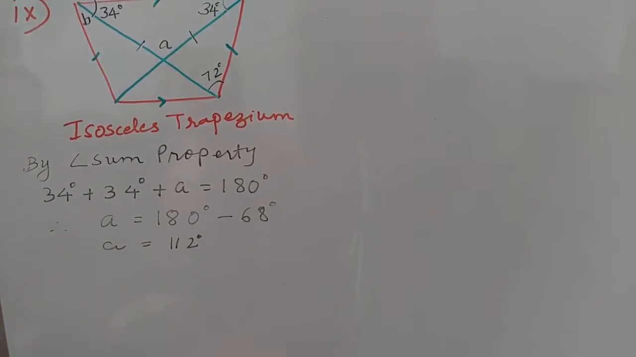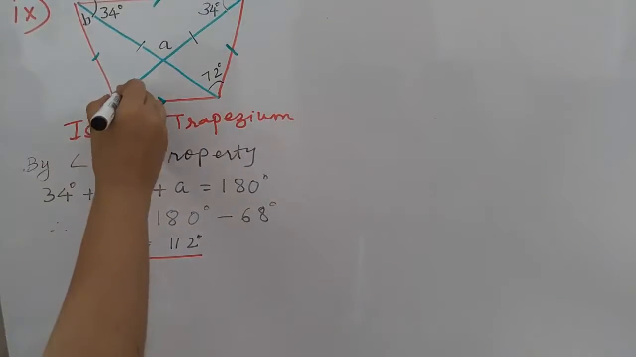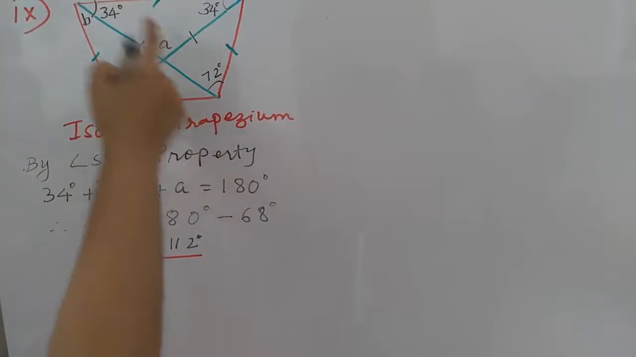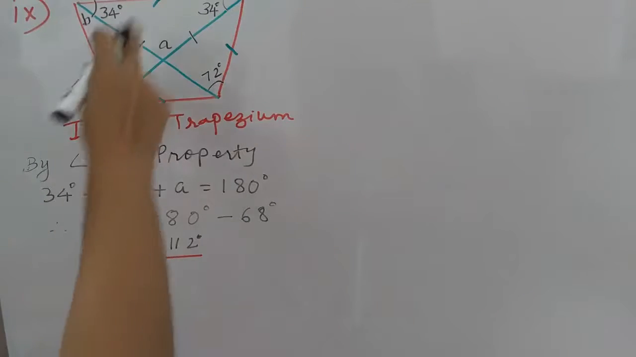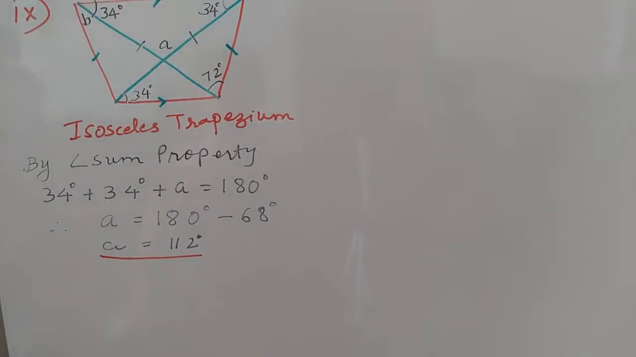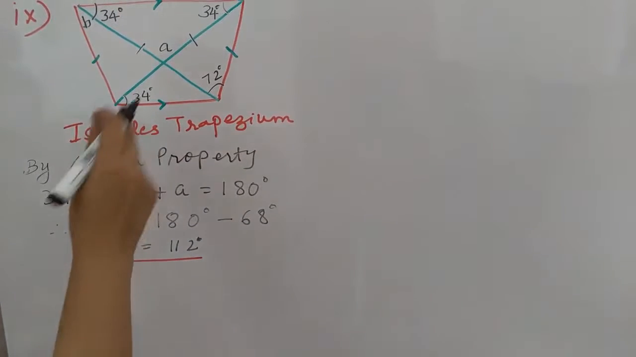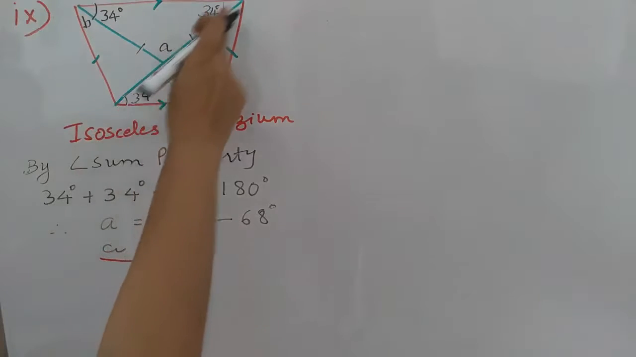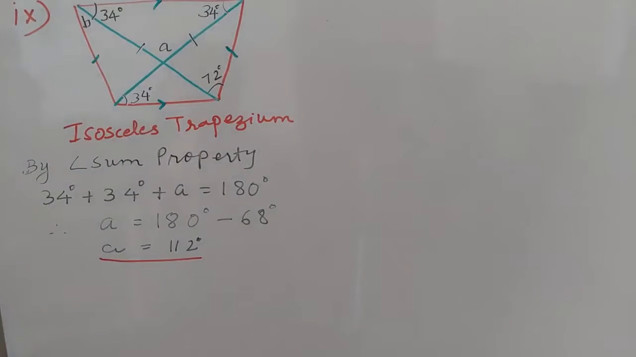Now the first answer we have already found, A is equal to 112 degree. Now we have to calculate B. In the figure you can see your B is here. So for that you have to think. Now student, here is 34. So this angle also must be 34. Why? Because they are forming alternate angles. These two sides are parallel, no? So they are forming alternate angles.